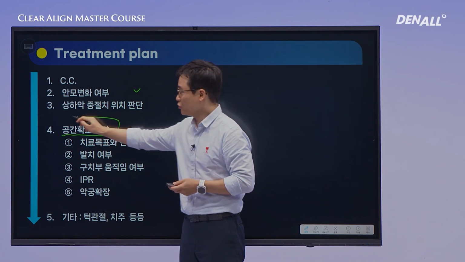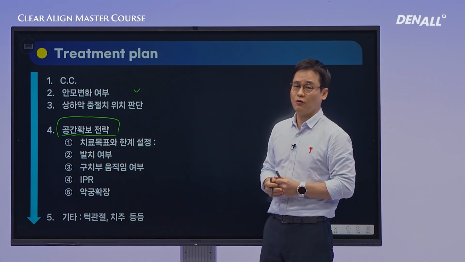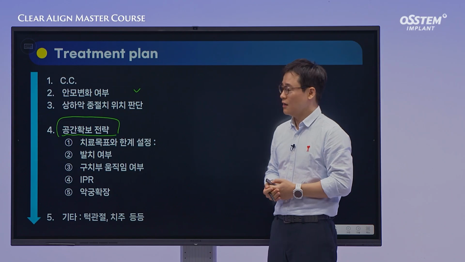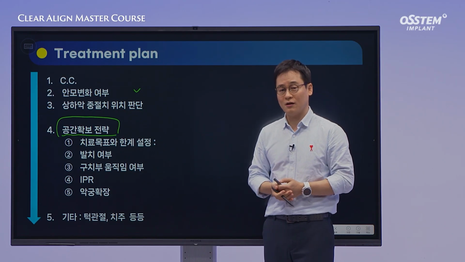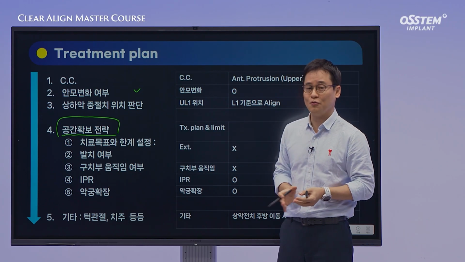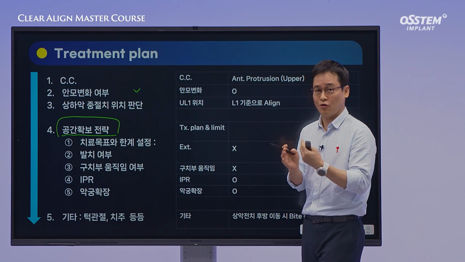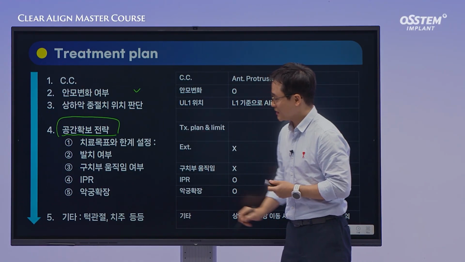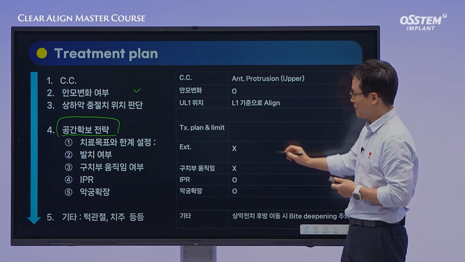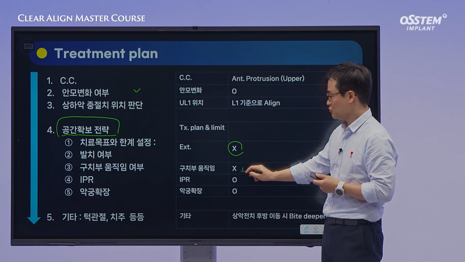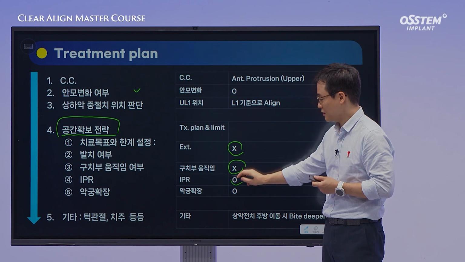The space-gaining strategy is the most important in orthodontic treatment. The key question is how to secure adequate space, either through extraction or alternative non-extraction. Only with sufficient space can crowded teeth be properly aligned and protrusive teeth retracted. When we looked at this chart in detail, extraction and molar distalization were marked as not required. Instead, IPR and arch expansion will be used.